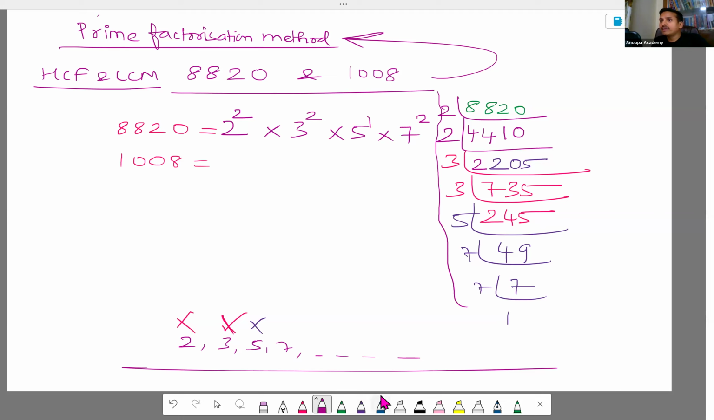Perfect. Same way, can you all take this number 1008 and just try to do like this? You don't tell me the answer, just try. Take the number 1008 and do the prime factorization. Try for yourself first.